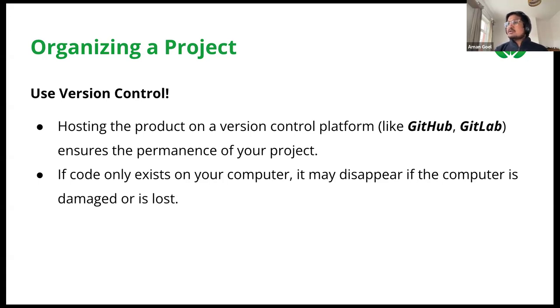So hosting your project on a version control platform ensures that it's permanent, ensures that you're able to access it. It's accessible to the people you want to give access to. And also it helps you control the software using version control like Git. So if it only exists on your computer, there's always a risk of losing the software, damaging it, or if you're not using Git, even not being able to perform version control on it.